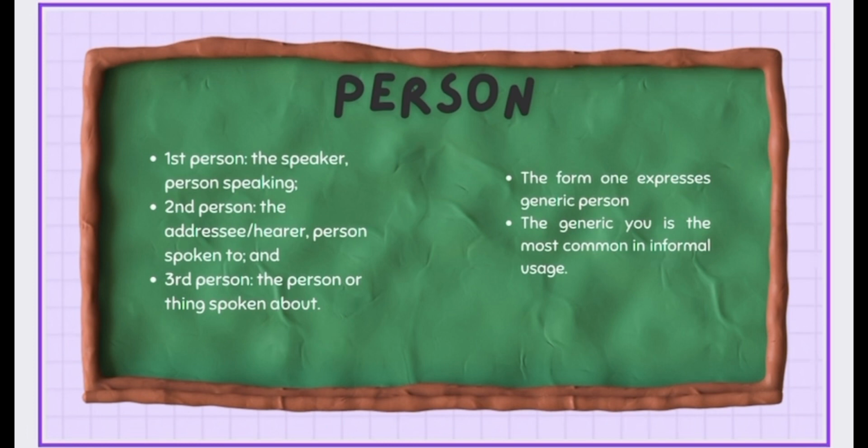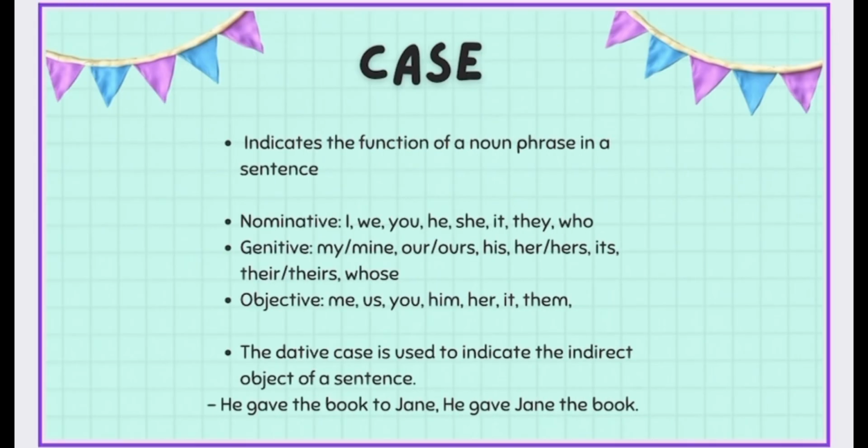The generic you is the most common in informal usage. Case is a grammatical category that indicates the function of a noun phrase in a sentence. Case is expressed most clearly in personal and relative pronouns, which have different forms for the subject, genitive, and object cases.